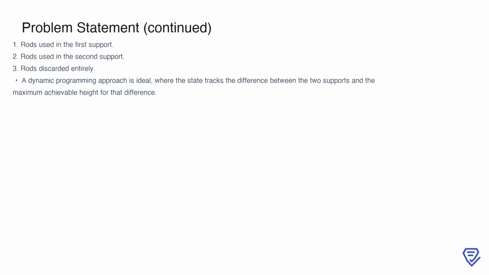To solve this problem, we need to think about the rods as being divided into three groups: those used in the first support, those used in the second support, and those discarded entirely. A dynamic programming approach works well here. The key idea is to track the difference between the heights of the two supports and the maximum achievable height for that difference. This allows us to systematically explore all possible combinations of rods while efficiently arriving at the optimal solution.